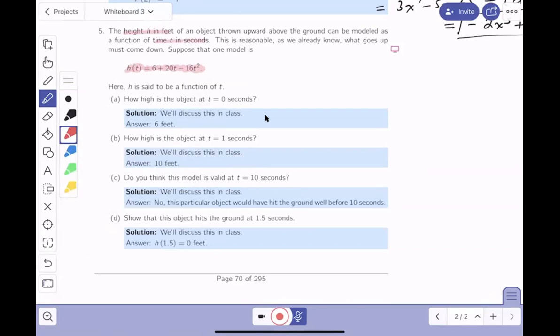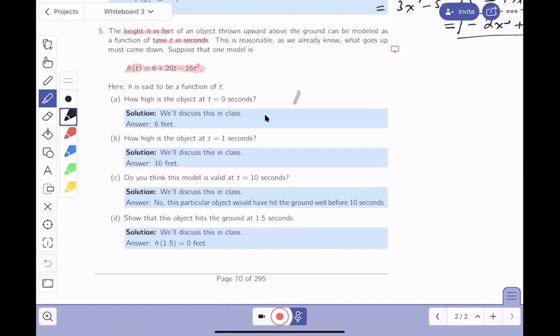And again, it's good to read and try to understand what you've read. They go on to say it's reasonable because, as we know, what goes up must come down. Well, I think that's reasonable. Let's see what happens. We'll take one step at a time. They say here, h is a function of time. Well, it's true. H is a function of time. How high is the object at 0 seconds?